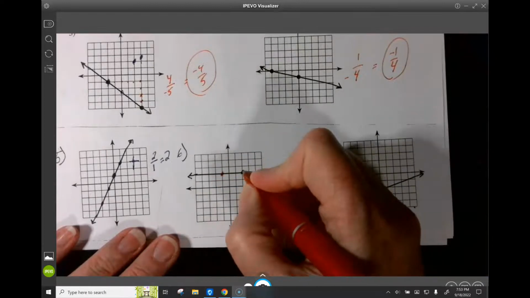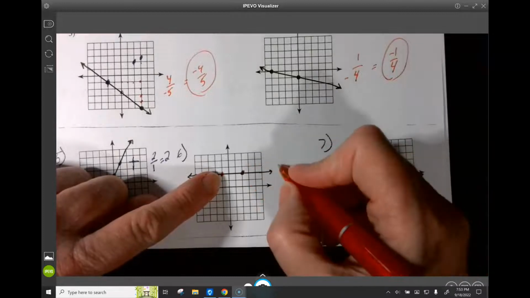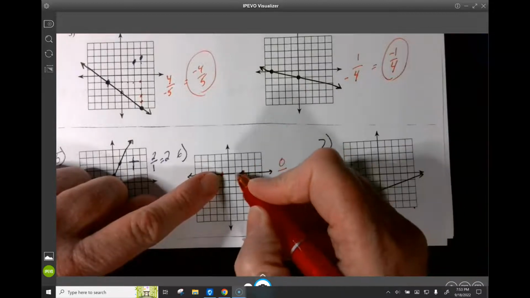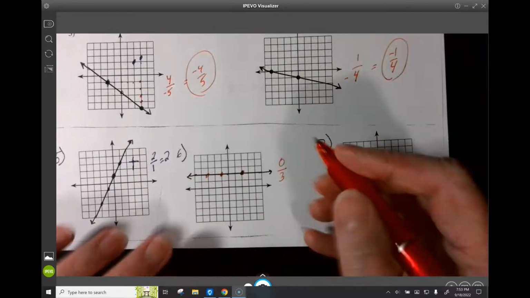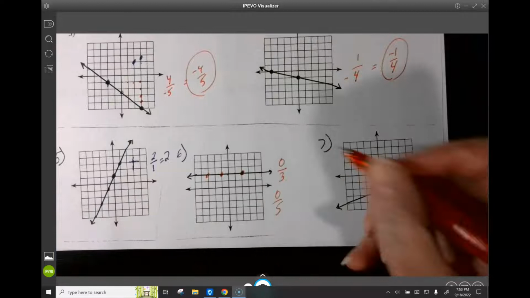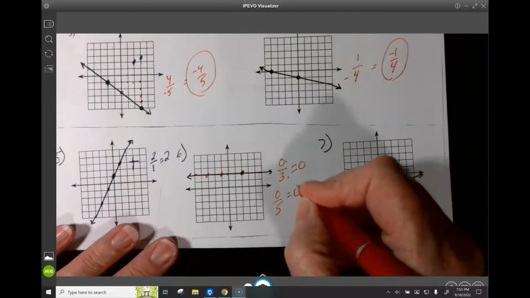Here's a whole number point. Okay, let's use those 2 whole number points. Ready? Okay, how much up and down? Exactly, 0. How much left and right? Well, this one is 1, 2, 3. But could I have picked this one? Yeah, I would have 0 over 5. Anything, 0 divided by anything is equal to 0.